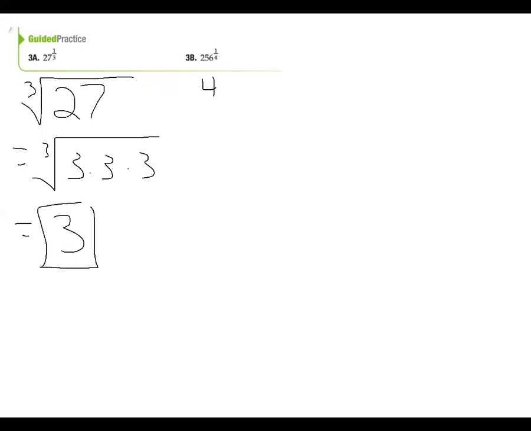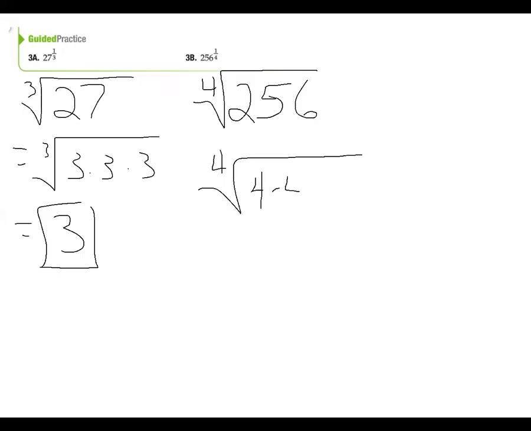256 to the 1/4 power is the 4th root of 256. And 256 is the same as 4 factors of 4 multiplied together. So the 4th root of 256 is just 4.